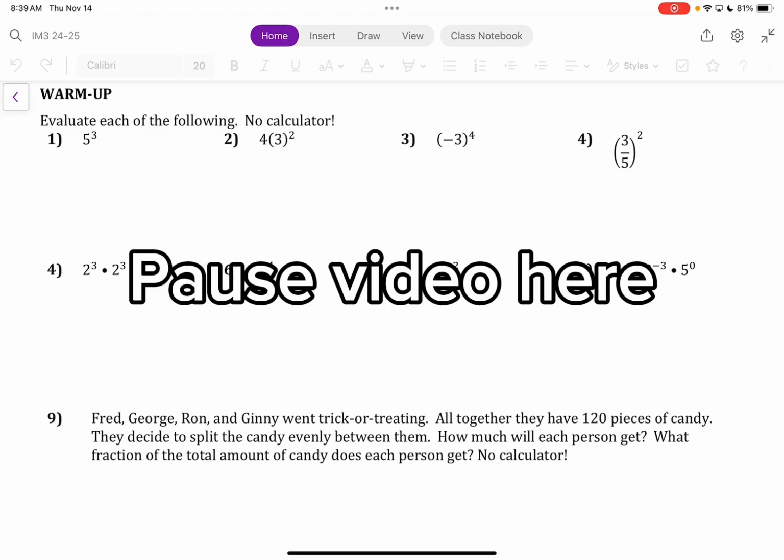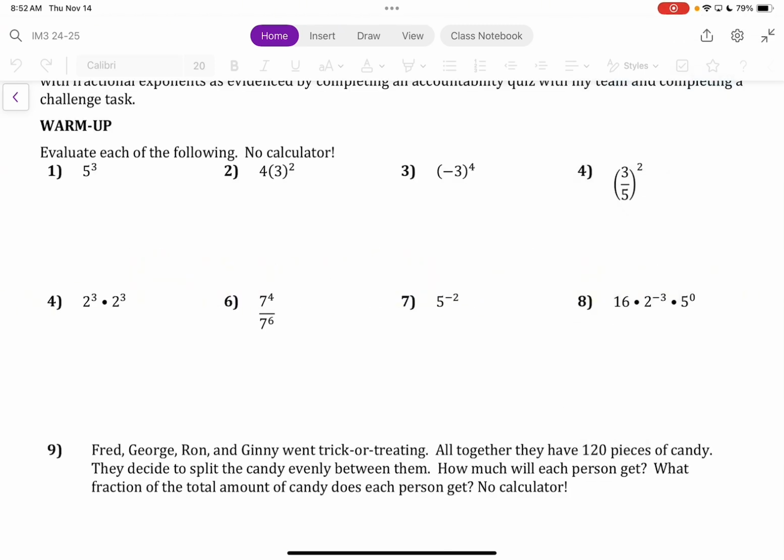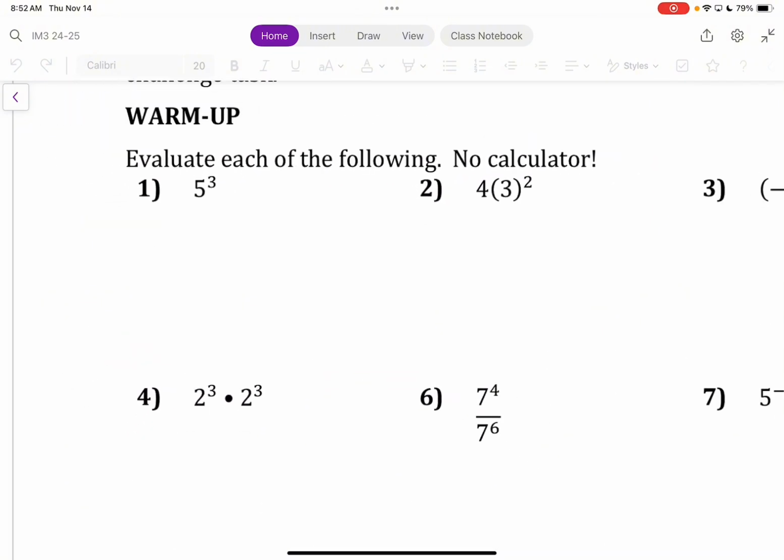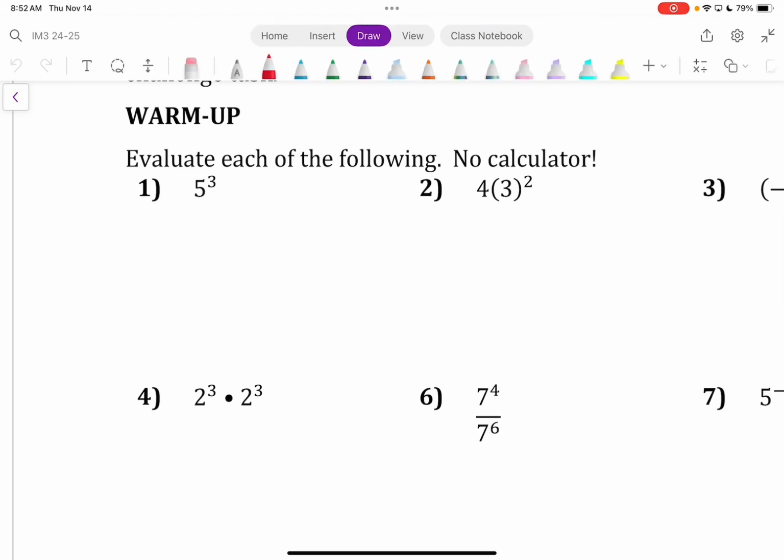Please read all instructions. Okay, so by now we should be at least 50% done with the warm-up, if not more. So let's go ahead and start going over this, and hopefully I can address some of your concerns or questions here. Starting with the first one, we have 5 to the third. 5 times 5 times 5. What is 5 times 5 times 5? That's equal to 125. Let's go ahead and write that down. Equal to 125.